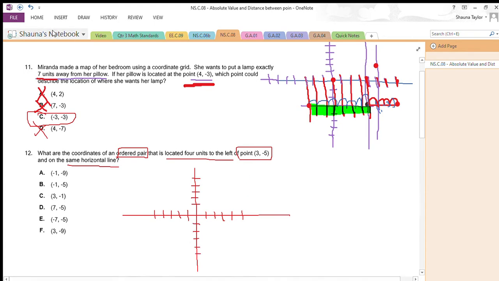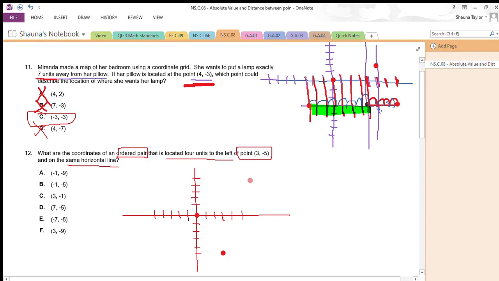All right, so let's find this. Let me come over here. Get a nice big red dot. And 3, negative 5. So I'm going to start at my origin and go 1, 2, 3. And then go down 5. 1, 2, 3, 4, 5. So I should be about right there. That's where my 3, negative 5 is.